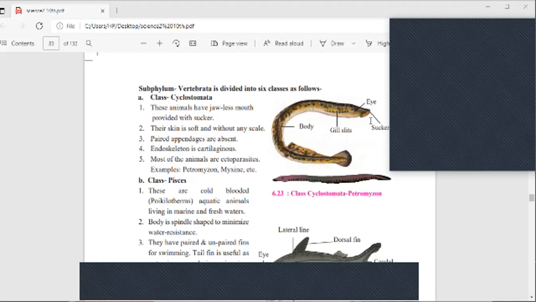Like this here, in the body of Petromyzon, you can see the ring-like mouth, and in that mouth part, teeth-like structures are called the suckers. So with the help of suckers, they can suck the blood, attaching their body to the host body from outside, and take their nutrition. That is called the ectoparasitic mode of nutrition.